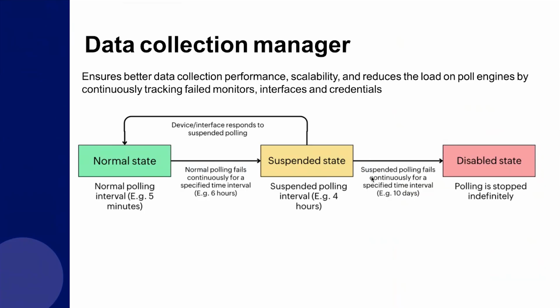So how this works is, again, everything will be monitored using the intervals that you set. This 5 minutes is the interval that you set. If it does not respond for a specified time period, let's say 6 hours, it will be moved to a suspended state. And in the suspended polling interval, it will be monitored at a much delayed interval, let's say 4 hours. This also you can configure. And again, if it's not responding to that delayed polling interval for another specified time interval, like say 10 hours, it will be moved to a disabled state. If it succeeds, it will be moved back to normal.